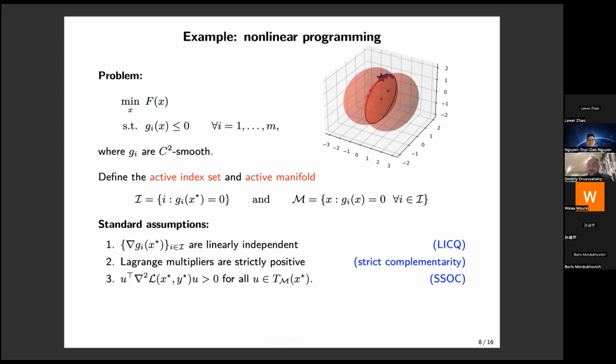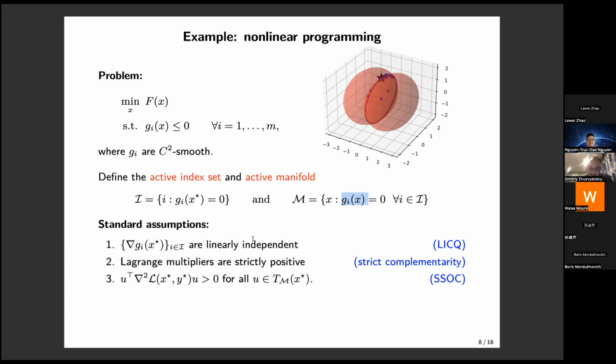As standard, let's define the active index set. This is the set of indices that are active at the optimal solution. At the optimal solution, g_i of x star is supposed to be 0, and I collect all those indices. That's the active index set. And the active manifold, which in the picture is the circle, can be understood as what happens if you take all of these active constraints and set them equal to 0. Instead of inequalities, you take all the binding constraints and set them to be equalities. That becomes this active manifold, called M, and here it's the circle.